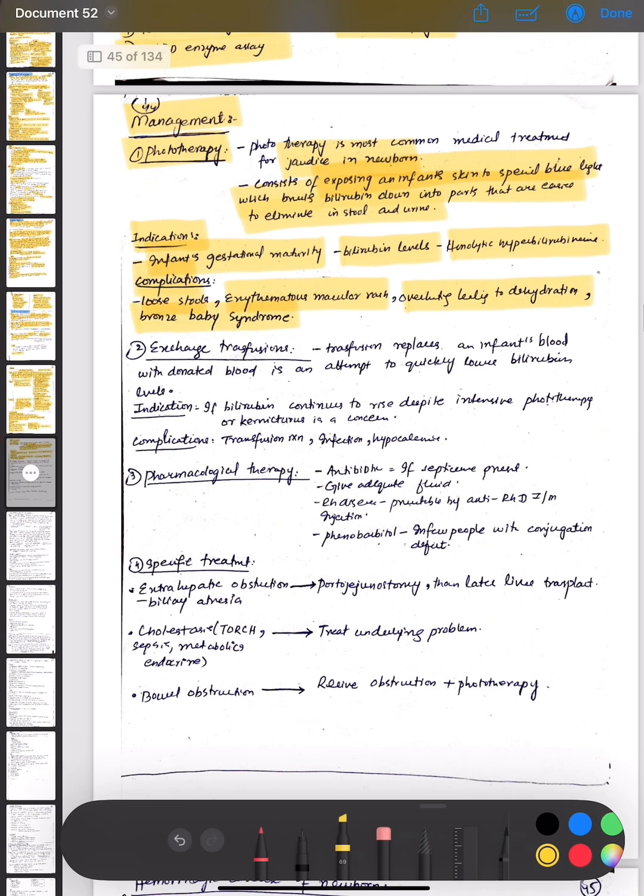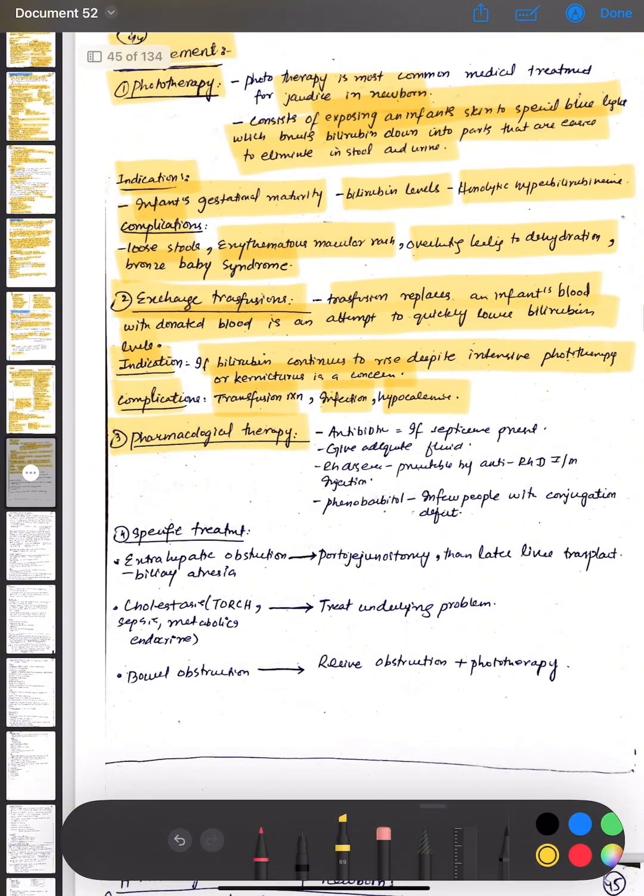Then exchange transfusion is done, in which the transfusion replaces an infant's blood with donor blood, in an attempt to quickly lower the bilirubin level. The indications for exchange transfusion are if bilirubin continues to rise despite intensive phototherapy or kernicterus is a concern. The complications are transfusion reactions, infections, and hypocalcemia. Then pharmacological therapy is done. Antibiotics are given if septicemia is present. Give adequate fluid. RH disease is preventable by anti-RhD intramuscular injection, and phenobarbital is given in a few people with conjugation defect.